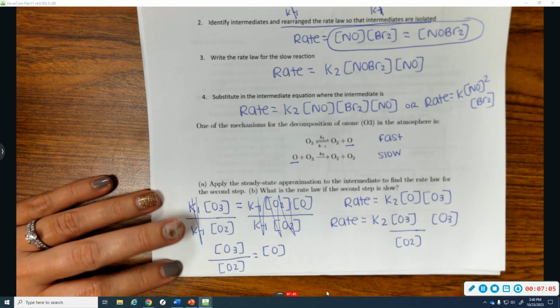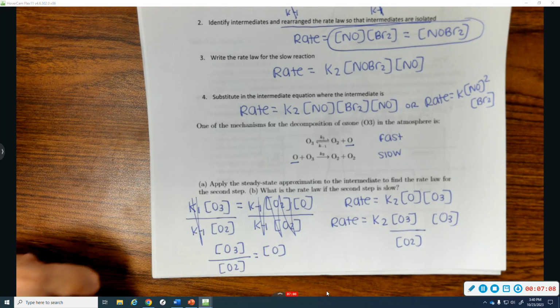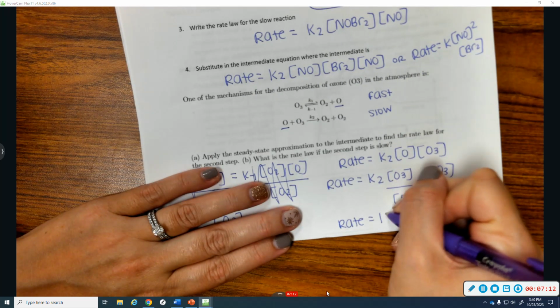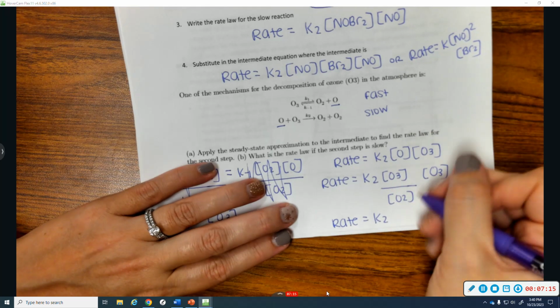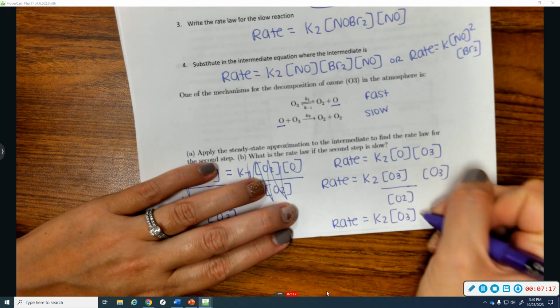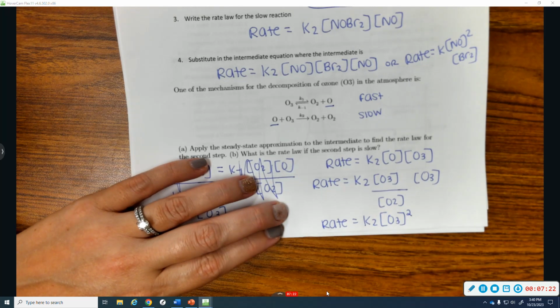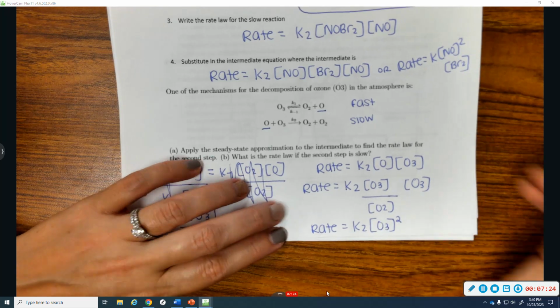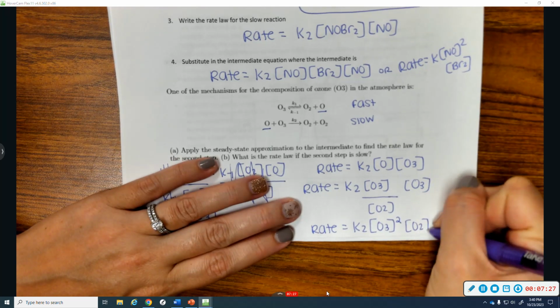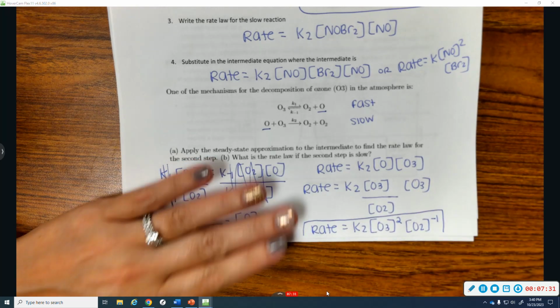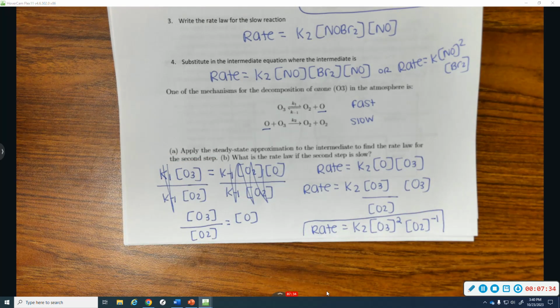Now this is pretty messy. I don't like this, so what I'm going to do is rewrite it. There are two O3s, so I'm going to square them, O3 squared. And I don't like anything at the bottom of a fraction. I don't like fractions. So instead of having it at the bottom, I'm going to pull it up and say it's to the -1. Now that is definitely unusual, but it is most definitely a thing, and that would be the rate law for the decomposition of ozone.